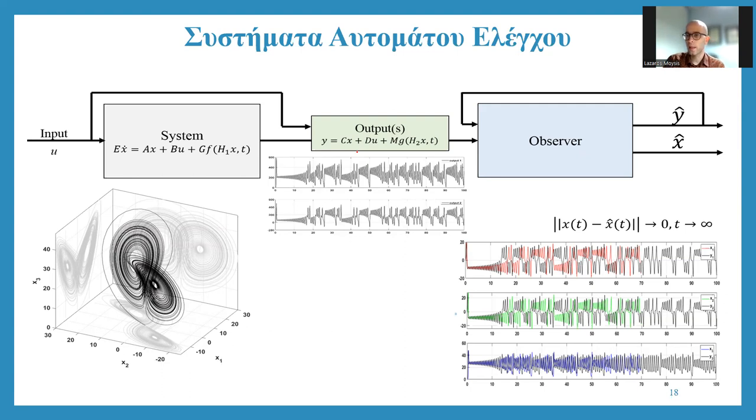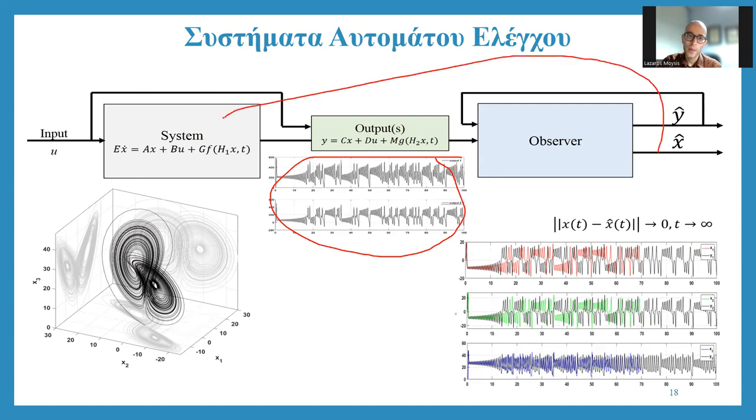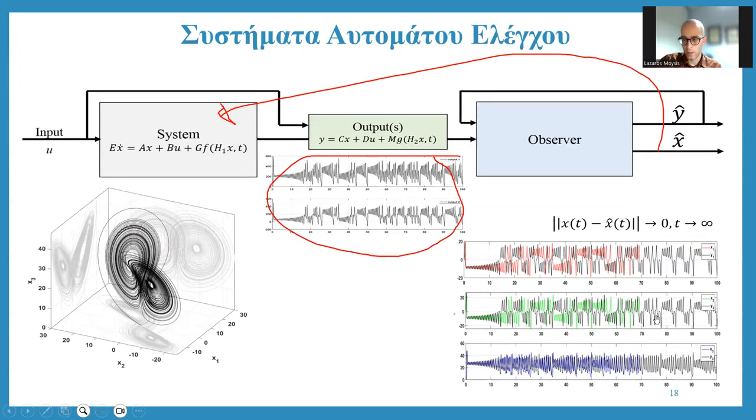And the idea is that by obtaining some measurements from the input, I will be able to estimate what happens internally in the system. So as you see right here, we have a system, we have the output of the system, that is this one, and I have a secondary system that manages to estimate what happens inside here. Okay, so as you see, this is an observer.